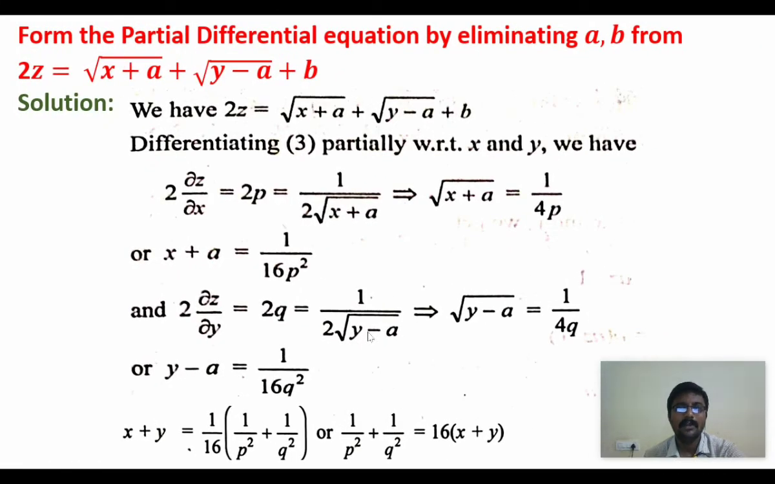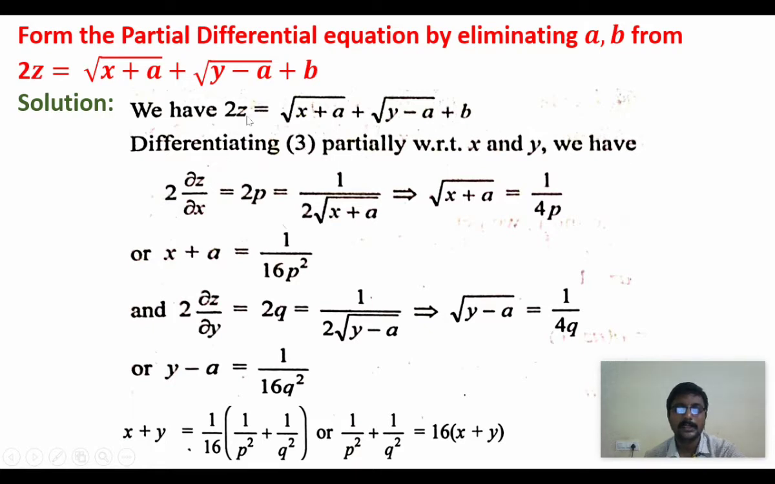Another sum: form the partial differential equation by eliminating the arbitrary constants a and b from 2z = (√(x+a) + √(y-a)) + b. So the given equation is differentiated partially with respect to x and y.